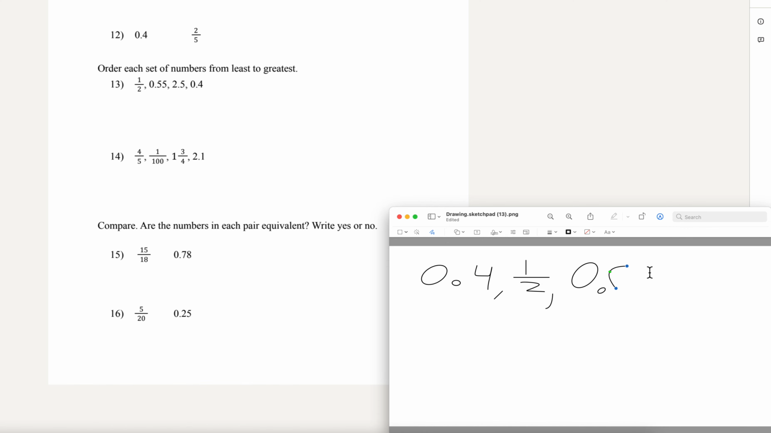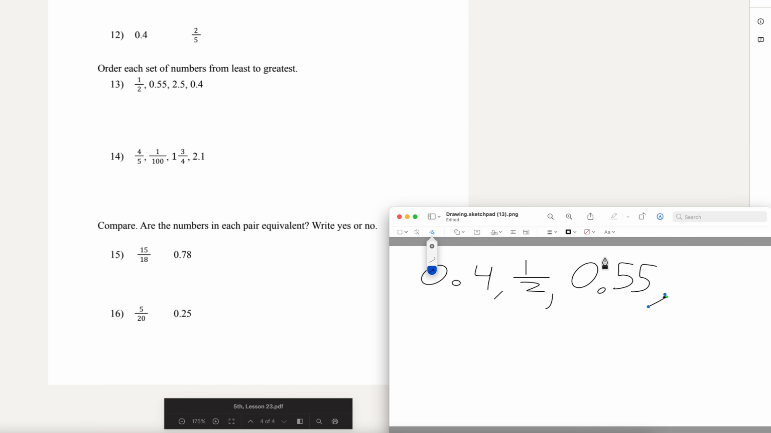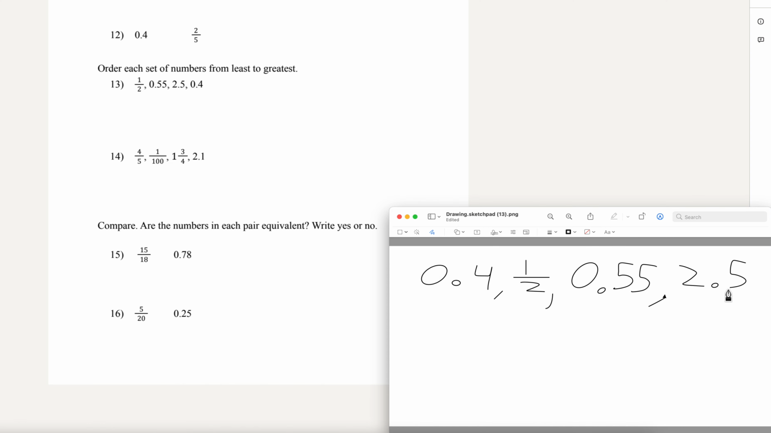and 2.5. Since we know that 0.4 would be less than a half, and a half is exactly 0.5, which is less than 0.55, and then this is just the largest number since the 2.